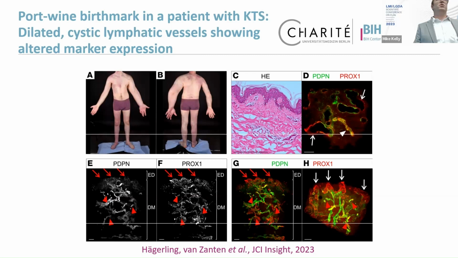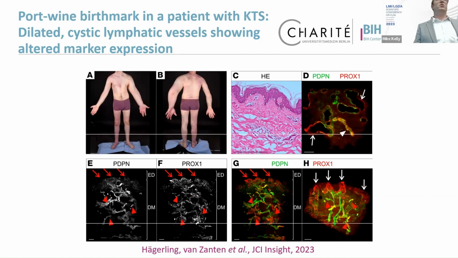What's quite interesting is that these dilated lymphatic-like vessels show altered expression of lymphatic markers. For example, as you can see in D with the white arrow, this vessel is PROX1 positive, but it's negative for podoplanin.